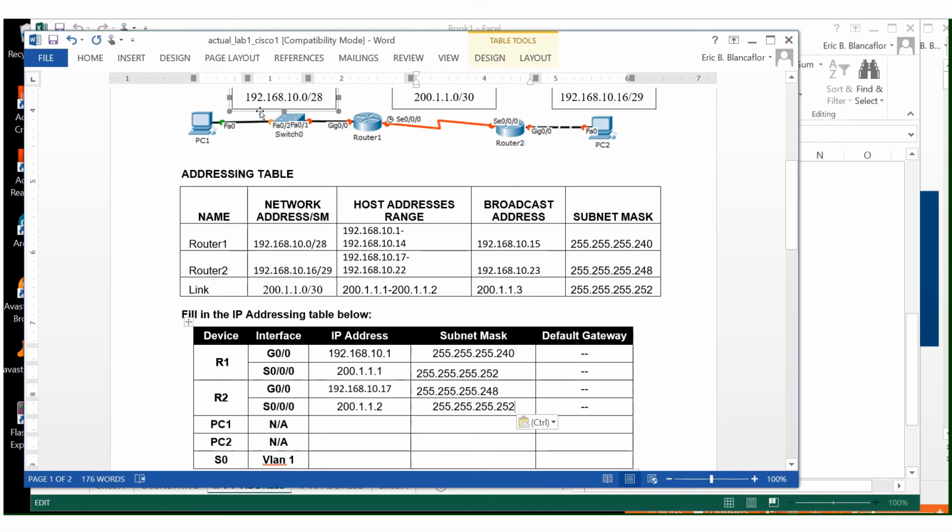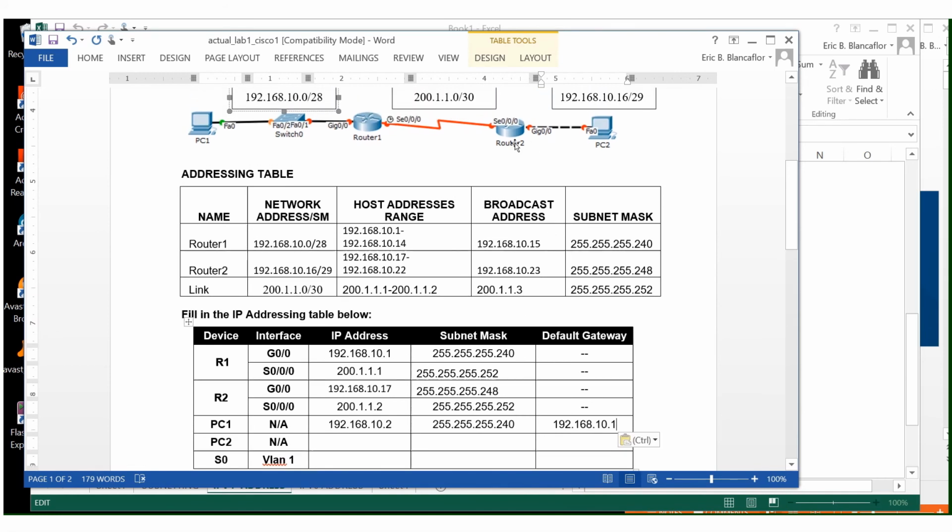And then PC1 is part of 192.168.10.0. So, can I assign this 10.1? No, because you already assigned it to G0. So, we assign now a 2. And the subnet mask is 240. What is its default gateway? By concept, we've discussed in the other chapter that the PC's default gateway is the router's LAN interface. So PC1's router is Router 1, and the LAN interface is this G0. So that is its gateway, the 192.168.10.1.